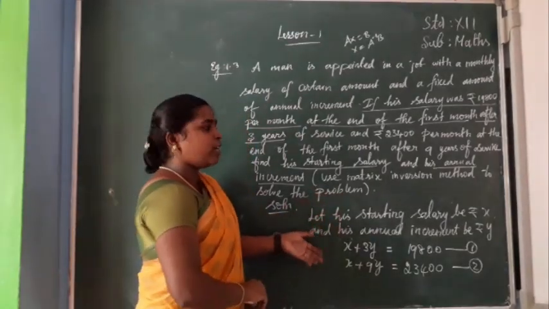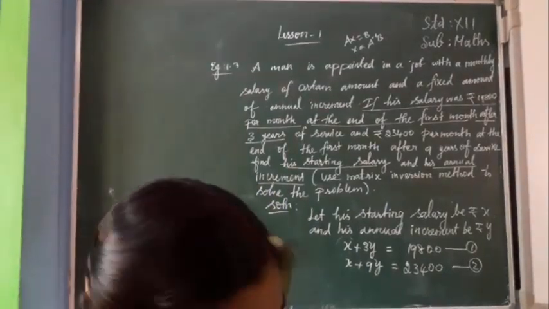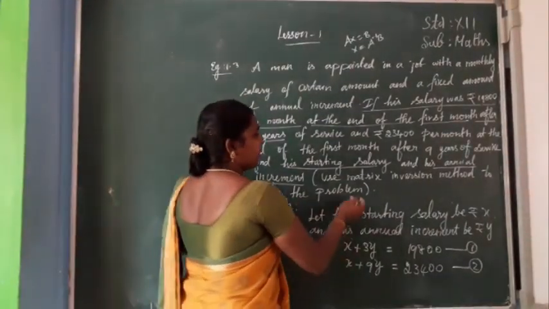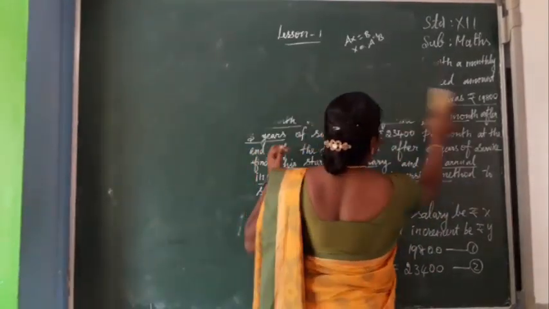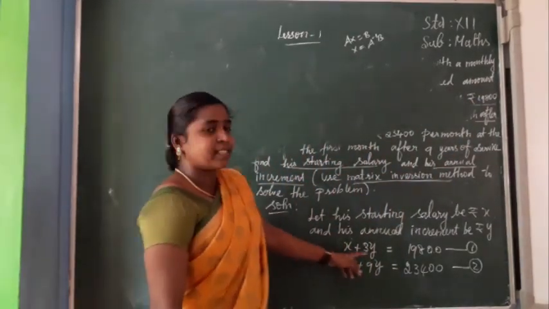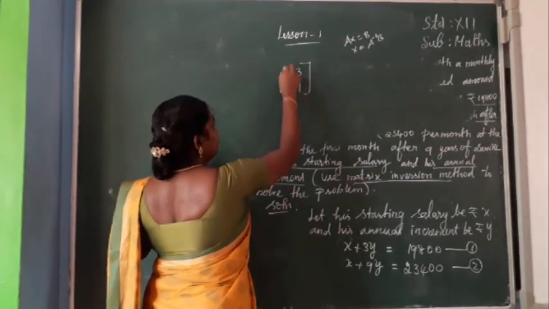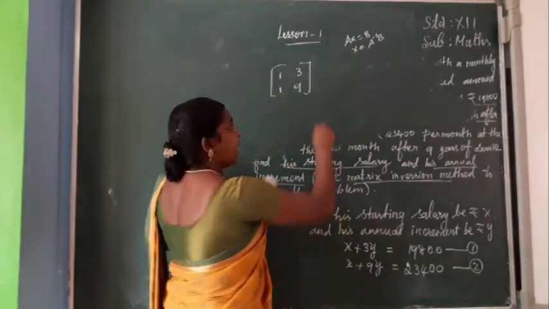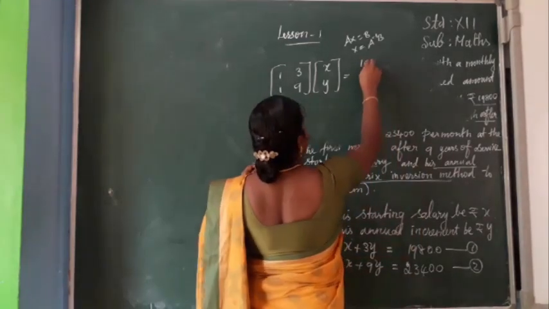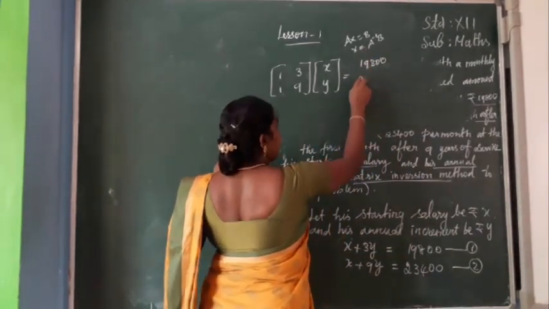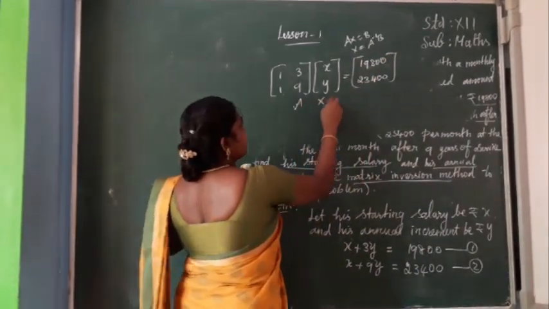We got two equations. Now you can solve both equations. First you have to write the given equations in the form Ax equal to b, because we want to use the matrix inversion method. Here A is the coefficients of the x and y terms: 1, 3, 1, 9, into the unknowns x, y, equal to the constants 90,800 and 23,400. This is AX equal to B.